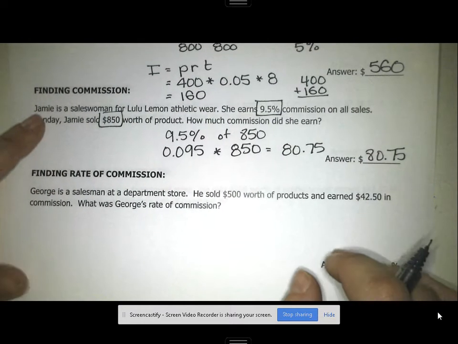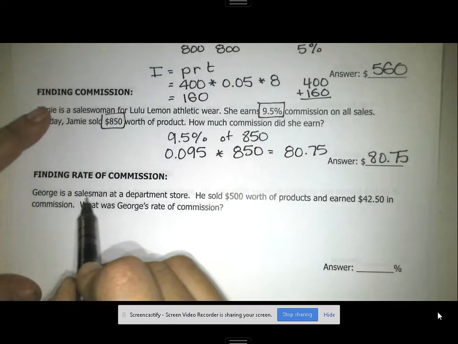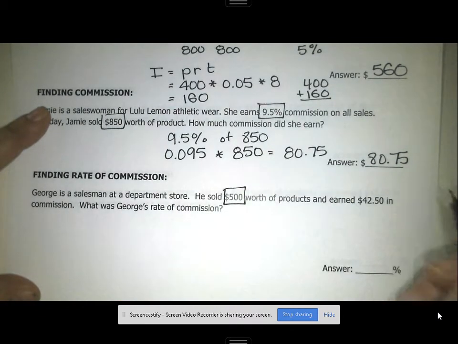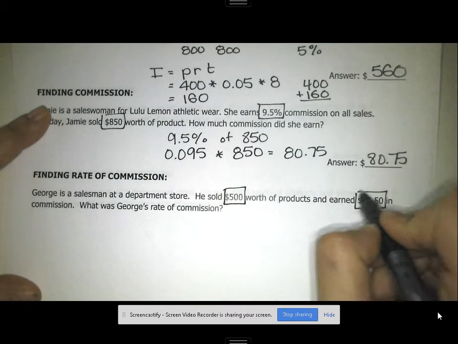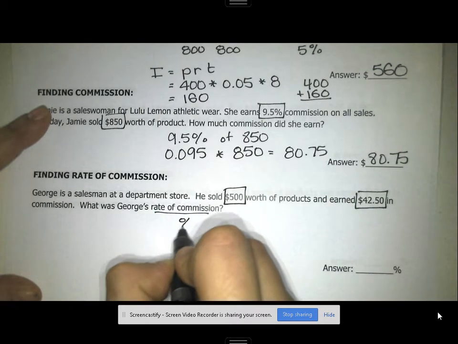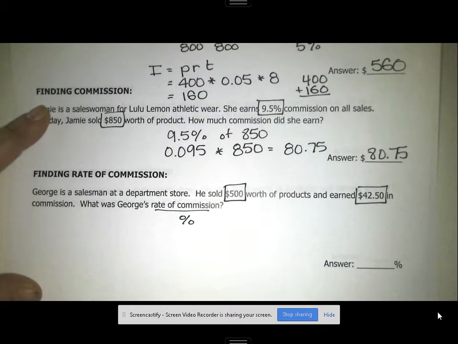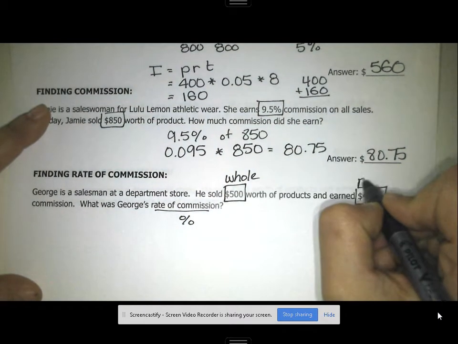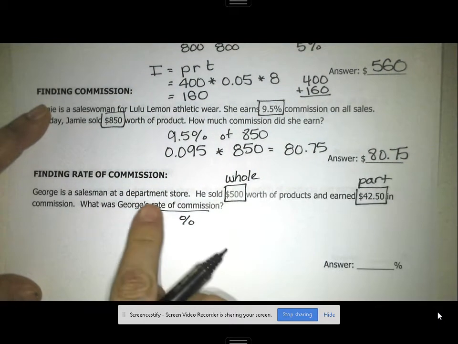So finding rate of commission. George is a salesman at a department store. He sold $500 worth of products and he earned $42.50. What is his rate of commission? In other words, what percent is that? What percent did he get to keep? So basically, here's the whole amount that he sold, and here's the part that he gets to keep, and they're asking what percent that is.